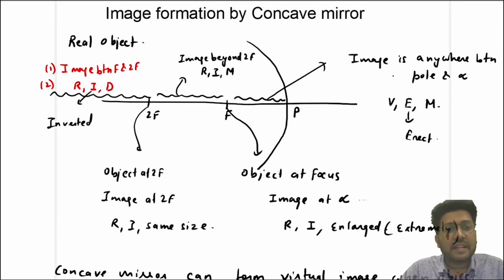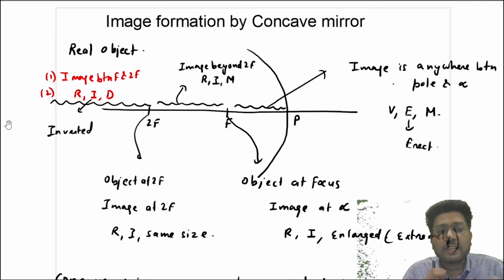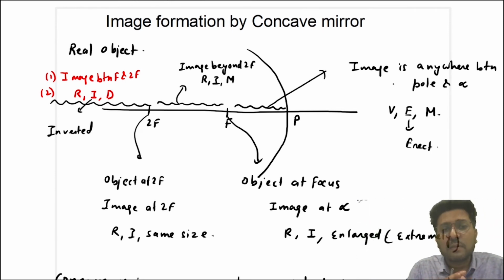Then image formed by a concave mirror. So formation of image by a concave mirror. We will do case by case. First is the real object. So image formation by concave mirror for real objects. Now for real objects, there will be 5 cases here. First case is when object is at infinity. When object is at infinity, image is formed at focus or focal plane. We will discuss that in details.